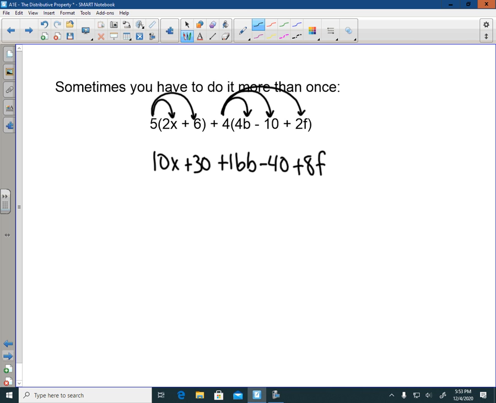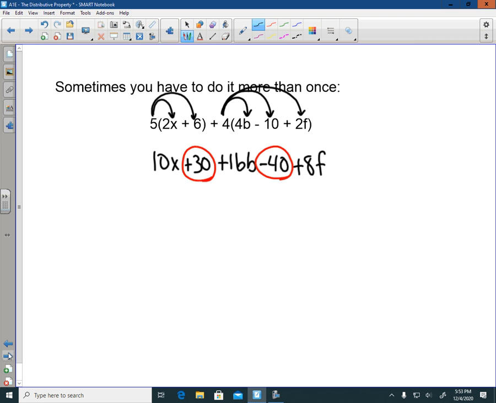terms. But when I look at this 30, I see that I can match it with a minus 40. And so this still can be simplified. The 16b doesn't have any matches, the 8f doesn't, but we can combine those constant terms.